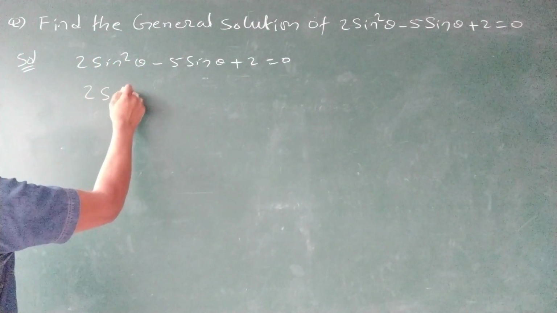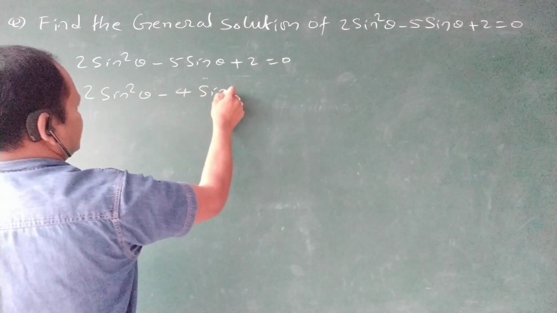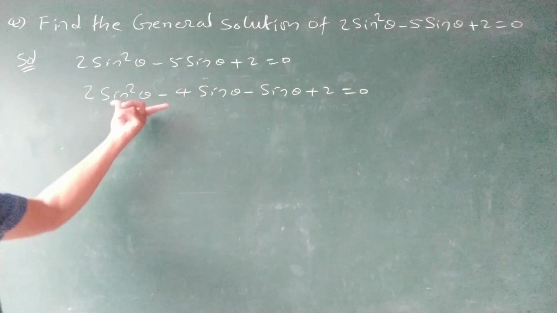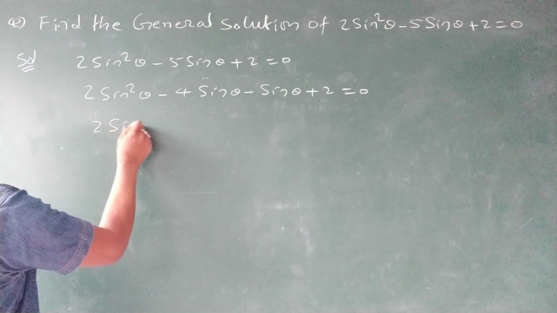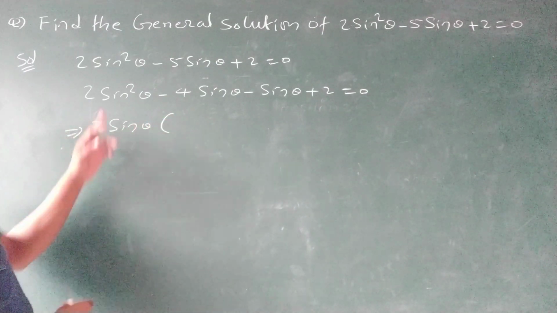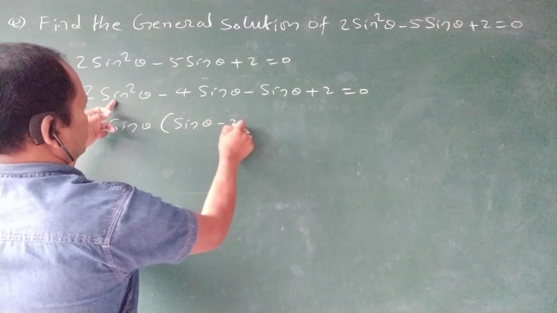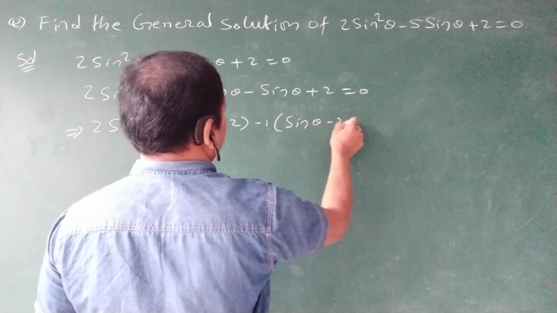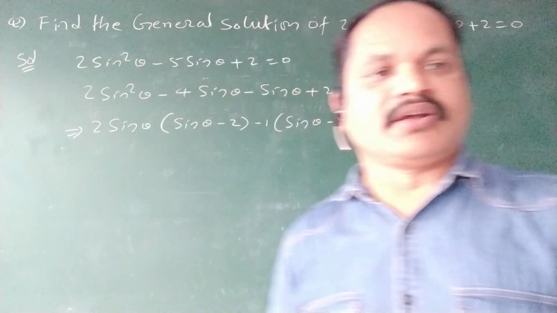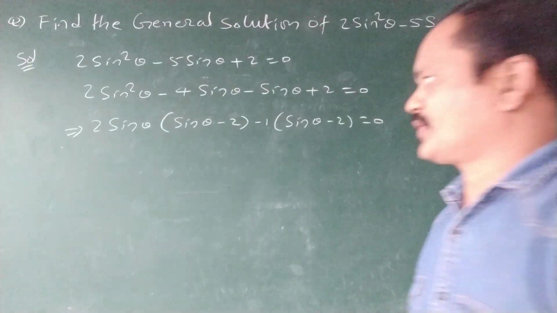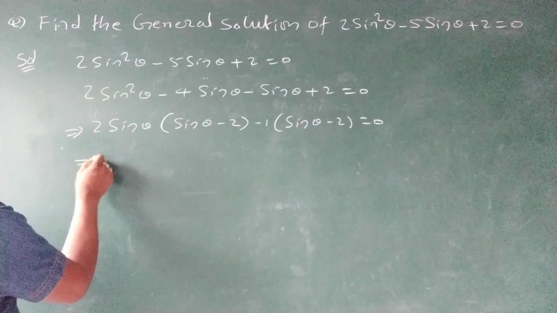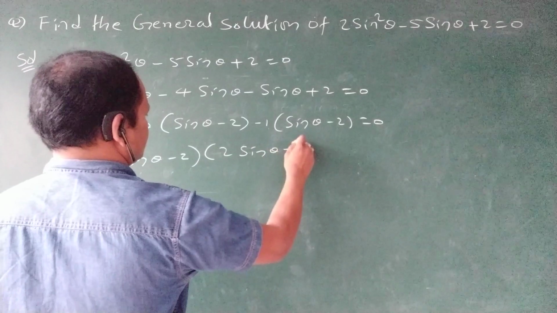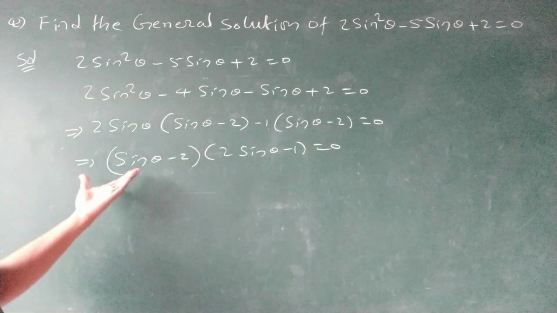That is, 2 sin square theta minus 4 sin theta minus sin theta plus 2 is equal to 0. Now from the first two terms we take common 2 sin theta, so in the bracket remaining is sin theta minus 2. From the last two terms we take common minus 1, giving sin theta minus 2. Again we take common sin theta minus 2, and the other factor is 2 sin theta minus 1 is equal to 0.